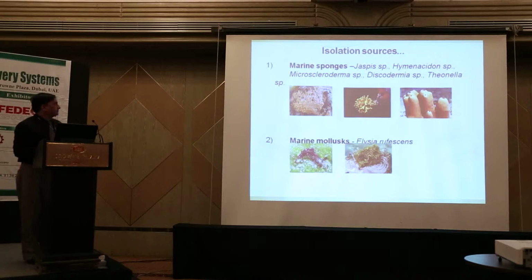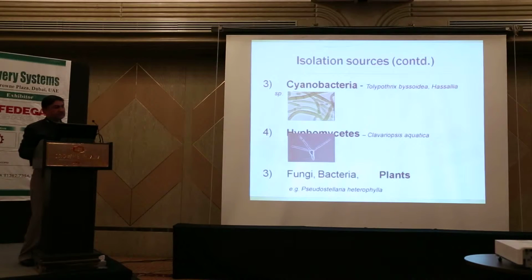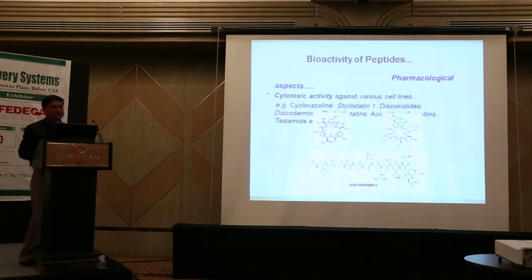Some of the isolation sources: marine sponges are the major sources for the cyclic peptides. Jaspis species, some of the pictures. The marine mollusks, cyanobacteria, hypnocytes, fungi, bacteria, plants.